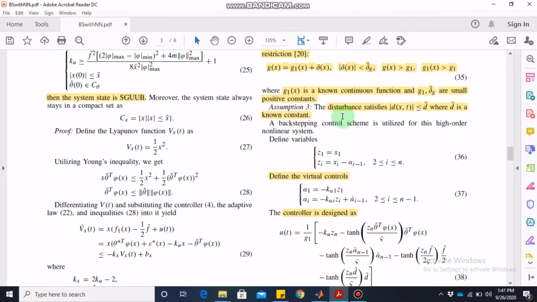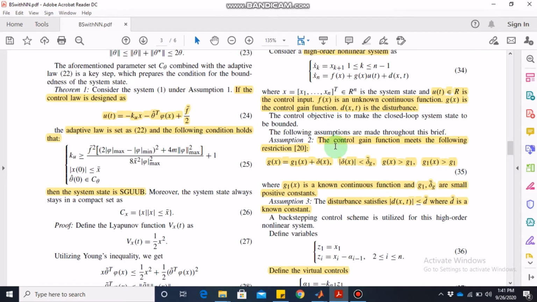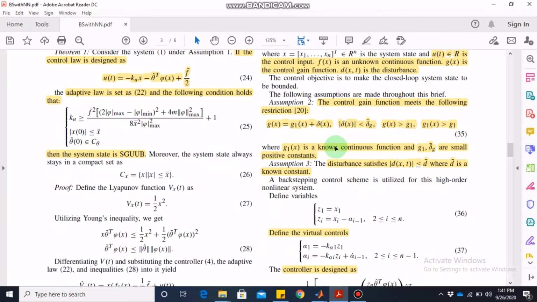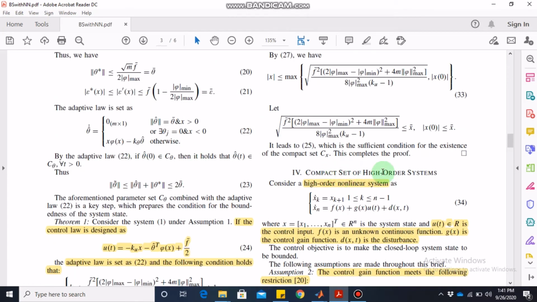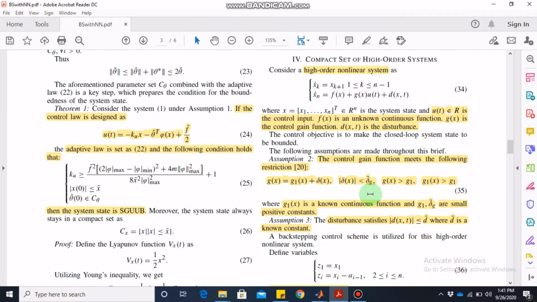There is one more. This one was for the first order systems, and then they propose for the second order systems. For higher order systems, they assume that the states are in an integrator chain format, which is basically x1 dot is equal to x2, x2 dot is equal to x3, x3 dot is equal to x4, and the derivative of the final state should be in this form.